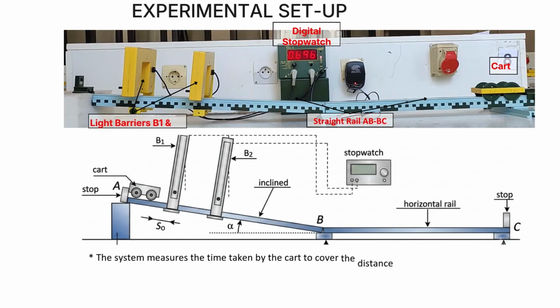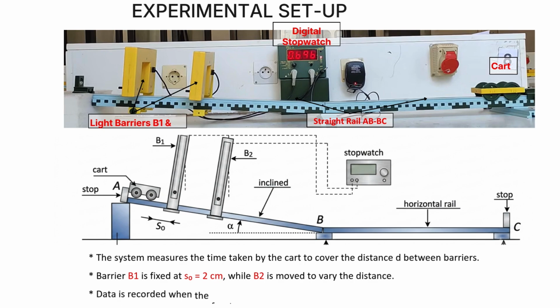Our experimental setup consists of a specialized linear track with an inclined segment AB and a flat section BC. We utilize spaced infrared photogates linked directly to a high-speed digital chronometer to detect the transit time.